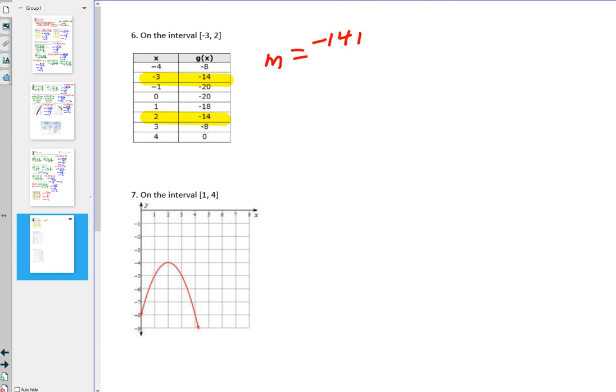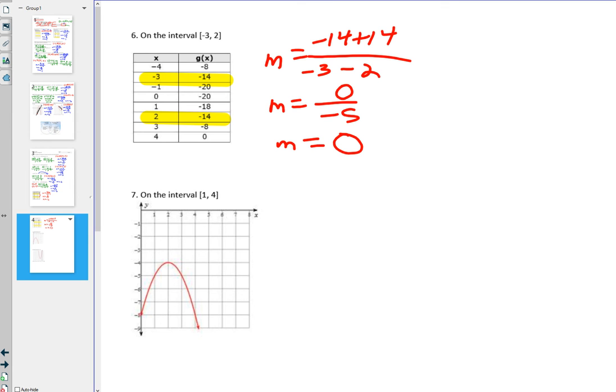So it's negative 14 plus 14, and for the x's, it doesn't matter what you get because the point is that on top you're gonna end up with a 0. What's 0 divided by anything? 0. The slope here is 0. If you were to draw these on a graph, these points would be horizontal from each other.